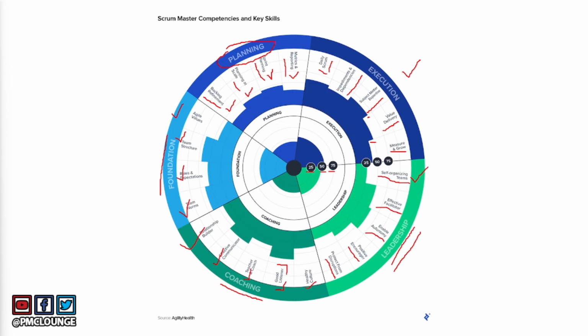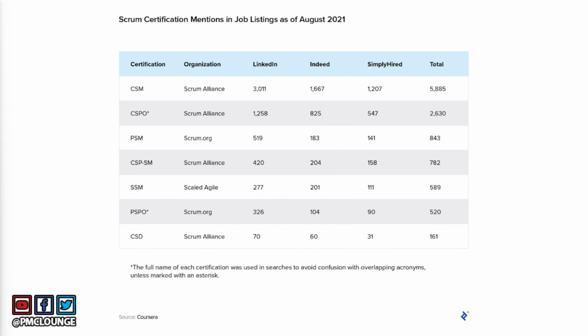when you do certain certifications, which is my next slide, which talks about all the certifications, very popular certifications to be frank. And these are Scrum certifications which are mentioned in job listings as of August 2021, and job listings on LinkedIn, Indeed, Simply Hired, and then there's a total. So these certifications are very, very popular certifications, and they are basically arranged in that order.